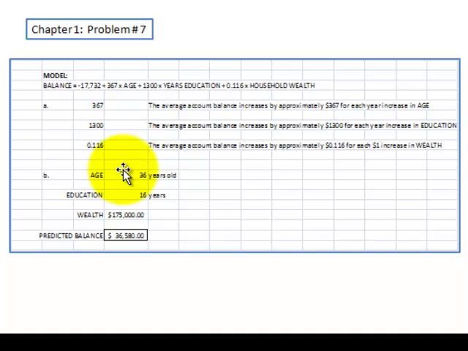Same thing throughout this. And then the second part of the question was just what I call a plug and chug. It gave you the age, the education, and the wealth, and you just substituted those in for the variables and cranked out an answer.